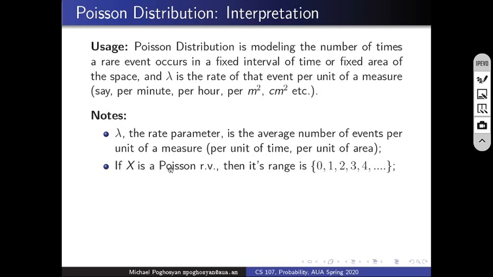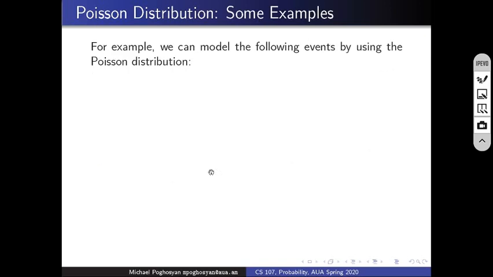If x is a Poisson random variable, then its range is 0, 1, 2, 3, 4, etc. So it takes every non-negative integer value. And one important thing: do not read Poisson distribution as it is spelled in English. This is Poisson in French. Okay, by the way, Poisson in French means fish.